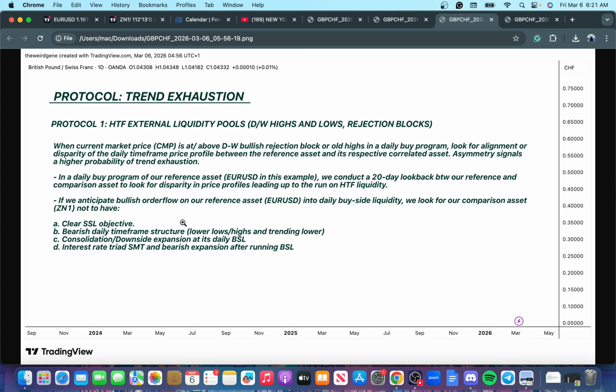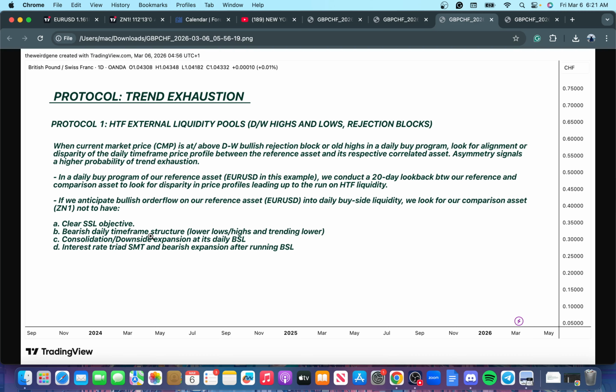Now, if we get a situation where T-notes are bearish, that's not really going to allow for a really bullish Euro Dollar. So that creates asymmetry, and that creates a higher probability of a trend exhaustion. So the first thing we're looking for is: does our comparison asset have a clear sell side liquidity objective? That's number one. Number two, do we have a bearish daily time frame structure?